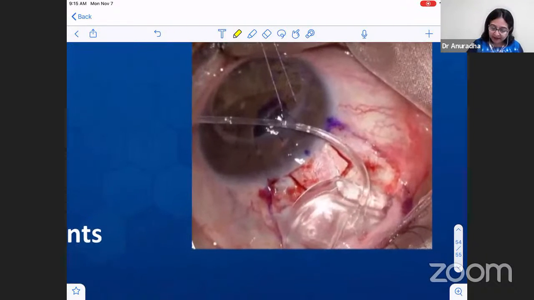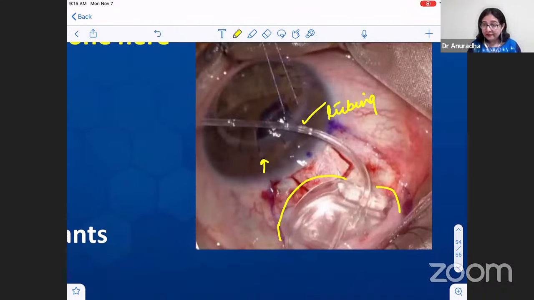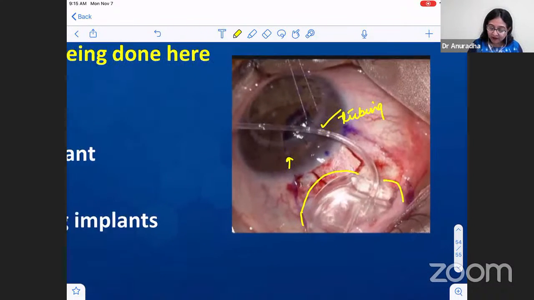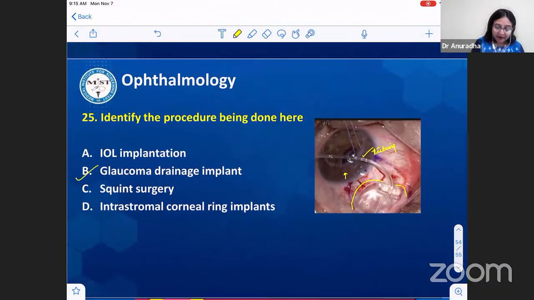So what you are seeing here is actually a tubing. This is a tubing which you see here. Now this tubing goes into the anterior chamber. This is a foot plate of the implant which will be there in the subtenon space. And this is a glaucoma implant. This is a glaucoma drainage implant because you put this tubing into the anterior chamber so that aqueous outflows through that. Yes, this is Ahmed glaucoma valve.